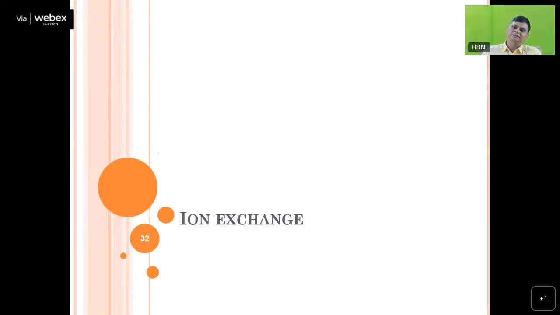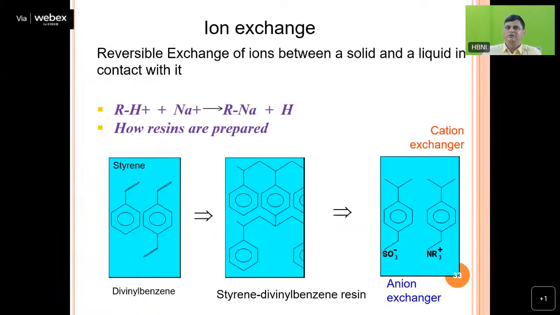Then comes ion exchange, which is also a very simple one. What is ion exchange? It is a reversible exchange of ions between a solid and a liquid in contact with it. You take any liquid sample, and the solid in this case is my resin. Generally resins are prepared using styrene and divinyl benzene. This is styrene divinyl benzene resin.